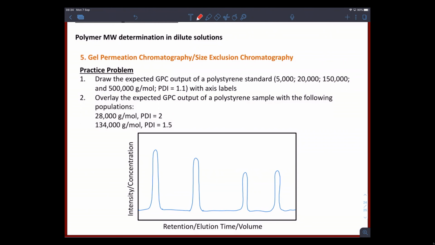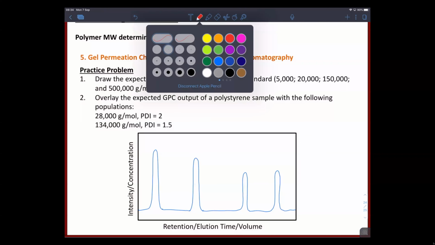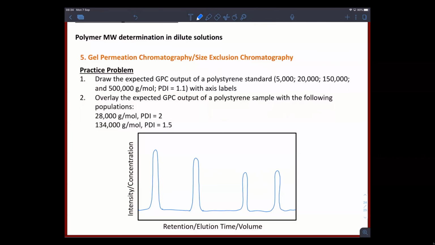So we know that 28,000, let me just label these others for us. So this one is 500,000. This is 150,000. This is 20,000. This is 5,000. So we know that the 28,000 has a PDI of 2. So for 28,000, the peak is probably going to be somewhere around here. And then for the 134,000, the peak is going to be somewhere around about here.